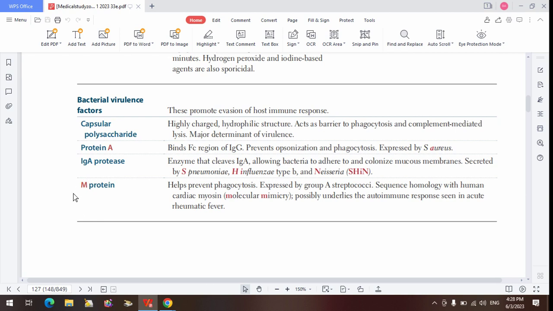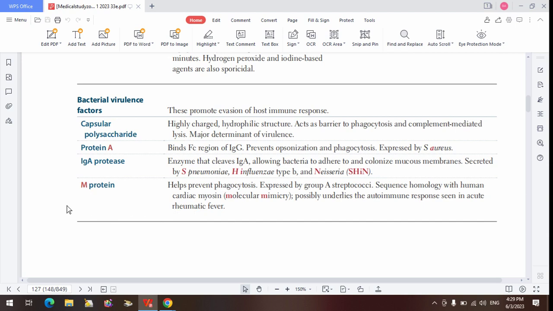M protein, myosin protein. So they express this M protein so that they can evade phagocytosis, number one. Once they express this M protein to prevent phagocytosis, we have antibodies developed against it. Now, because this M protein exhibits molecular mimicry, it's very similar to the myosin of the cardiac muscle, where myosin is one of the filaments. So the myosin filament of the cardiac muscle is very, very similar in structural homology to the M protein expressed by group A streptococcus.